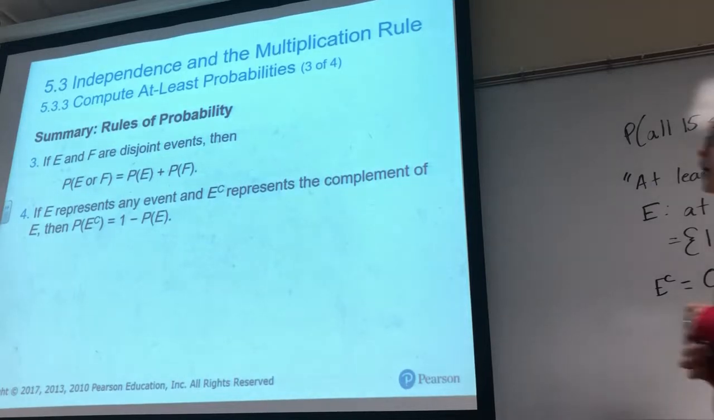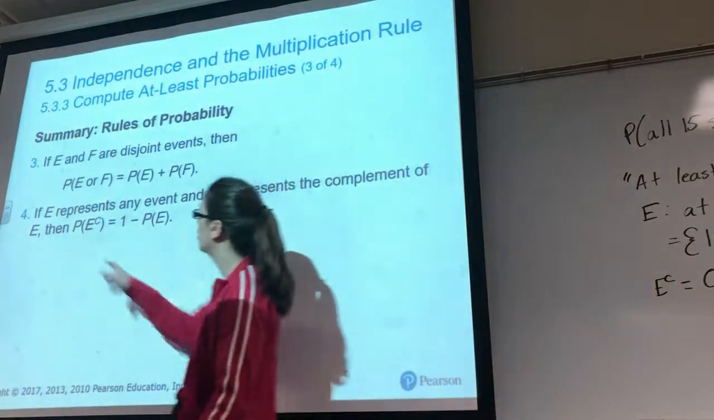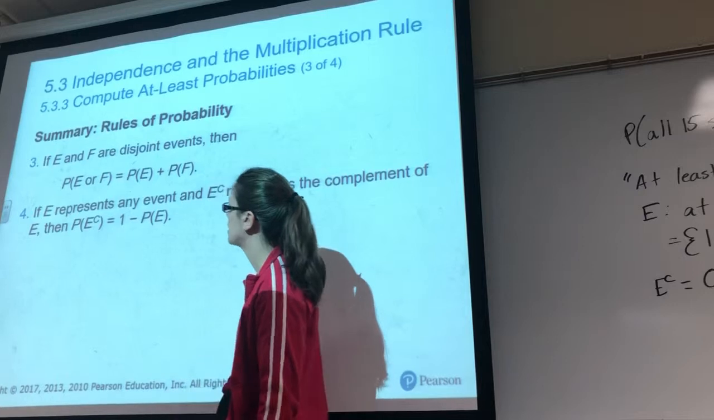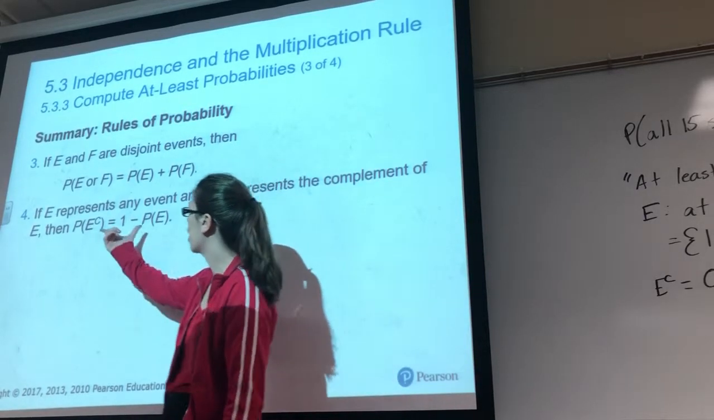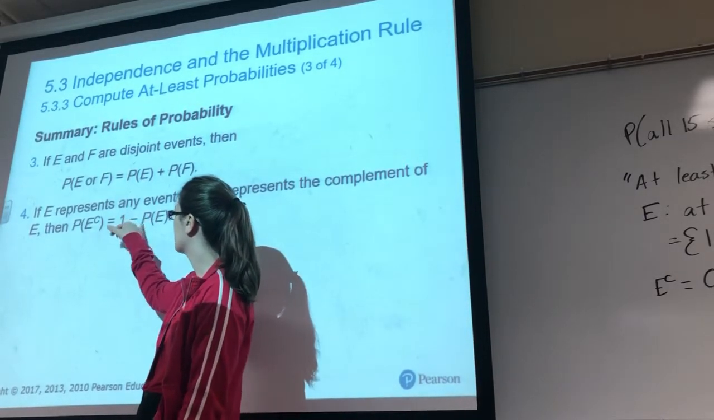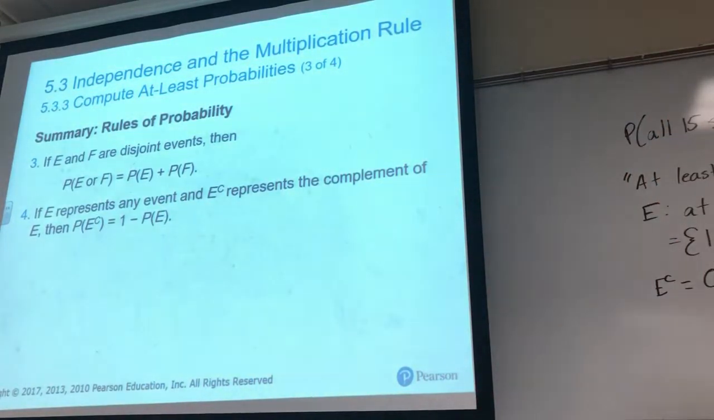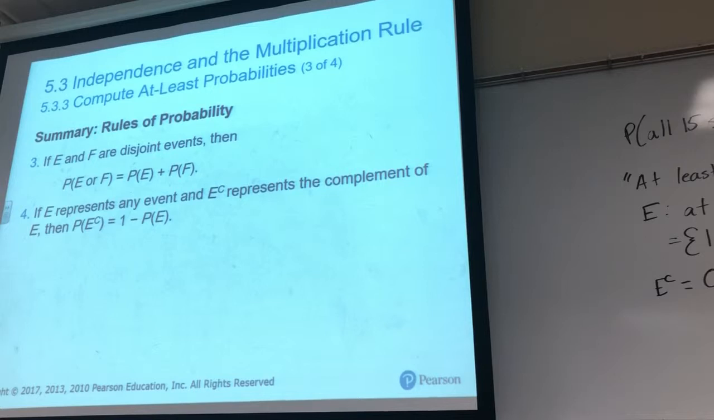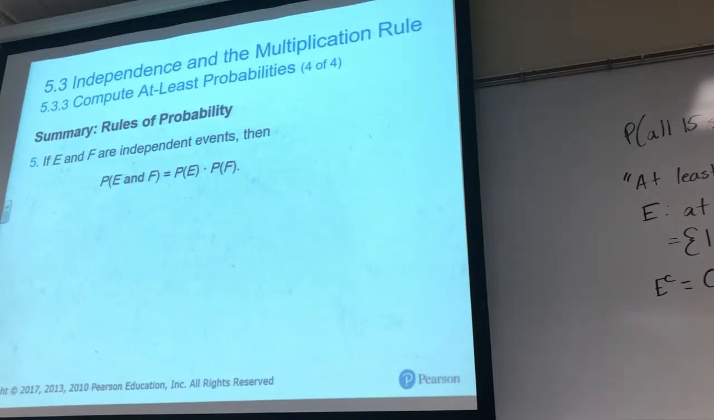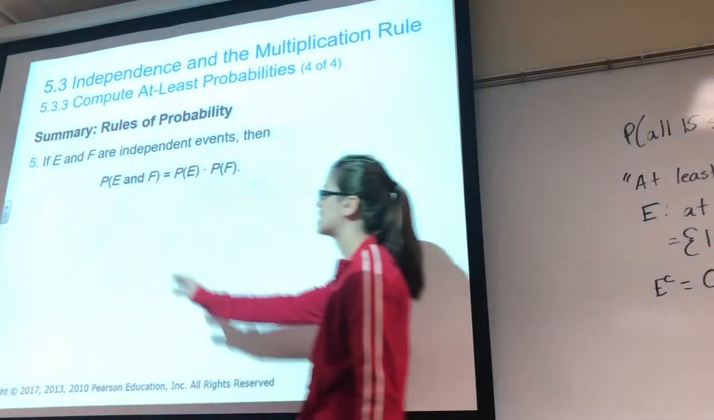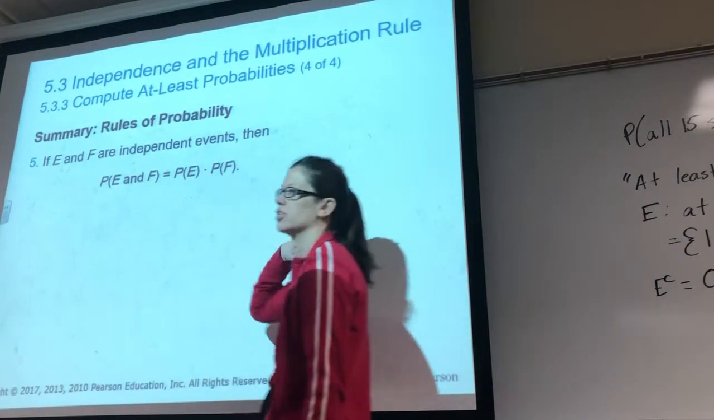We have the addition rule. Whenever you see or, it's going to change into a plus. We've got this rule for complements. Just take the probability of the event, subtract it from 1 to get the probability of the complement. And we're going to use those most often when we see these at least probabilities, these problems like this up here. And then lastly, we have the multiplication rule. Anytime you see and, it's going to turn into multiplication.